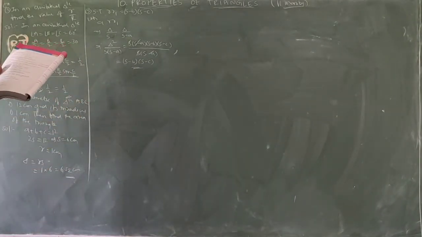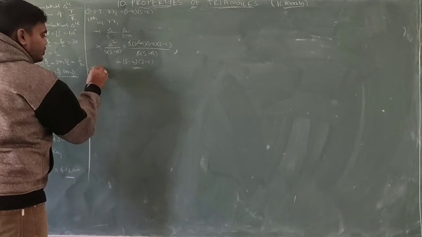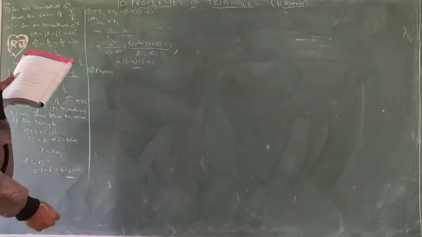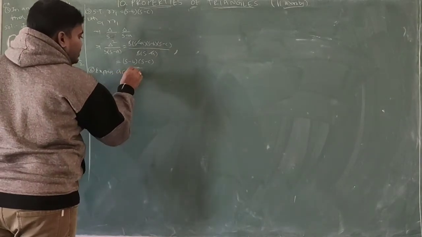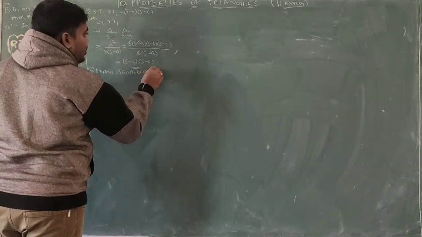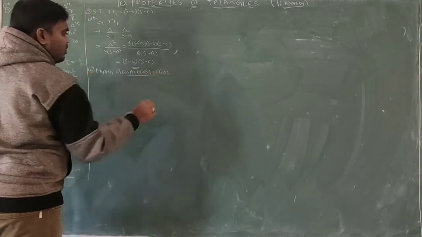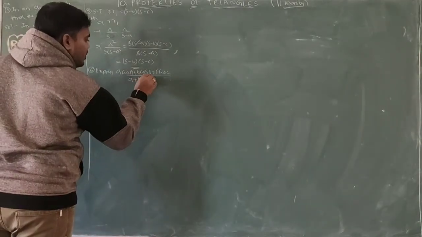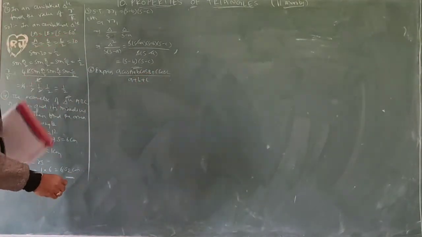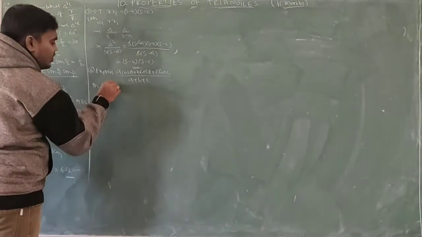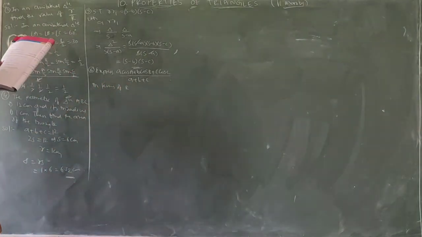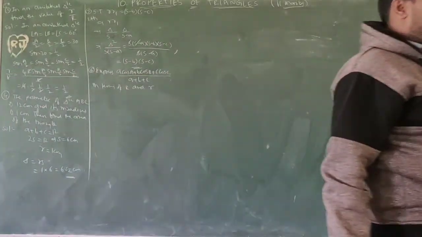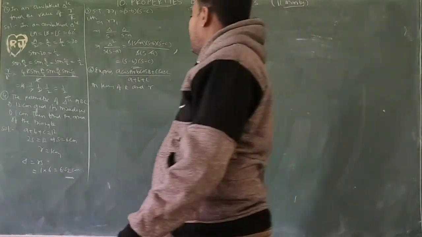Next, question number 6. Express (a cos A plus b cos B plus c cos C) by (a plus b plus c) in terms of capital R and small r. Okay, so solution.